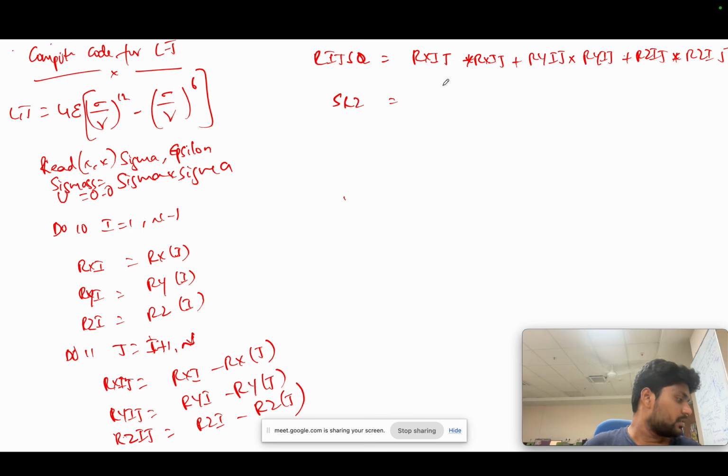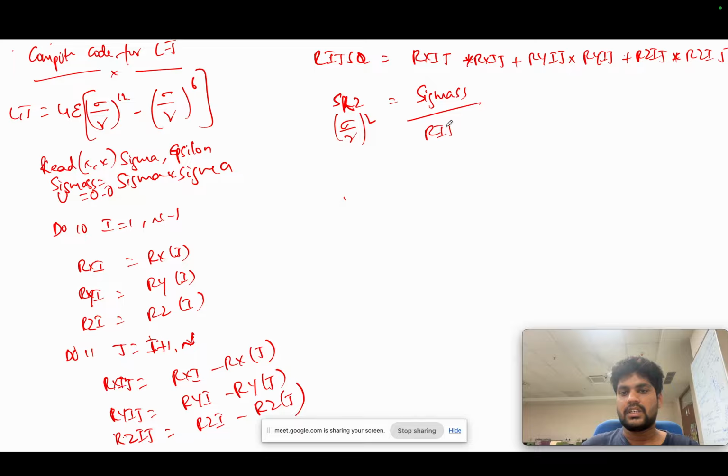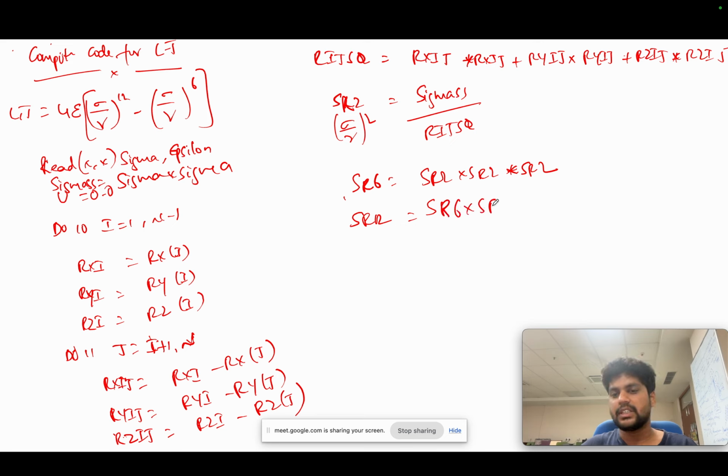Then we will apply SR2, which is nothing but sigma by r square, that is, sigma square by rij square. Then SR6 is SR2 into SR2 into SR2, and SR12 equals SR6 into SR6.